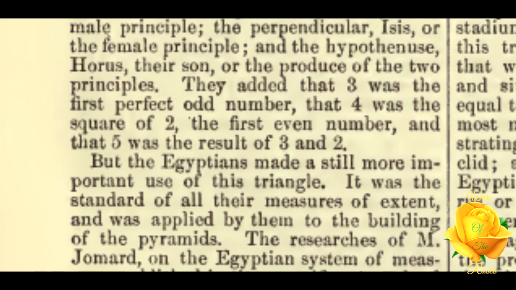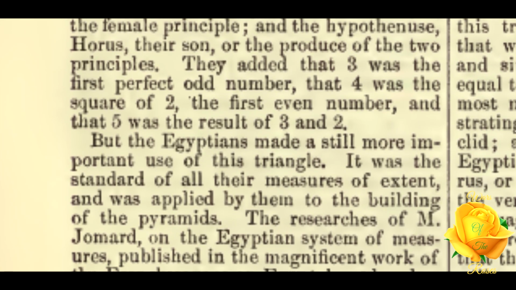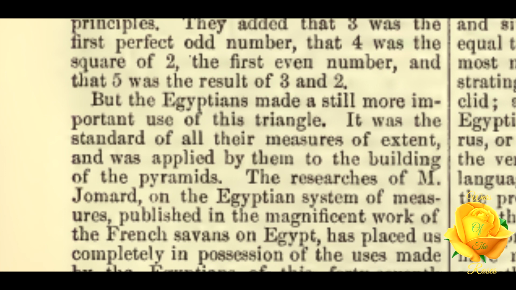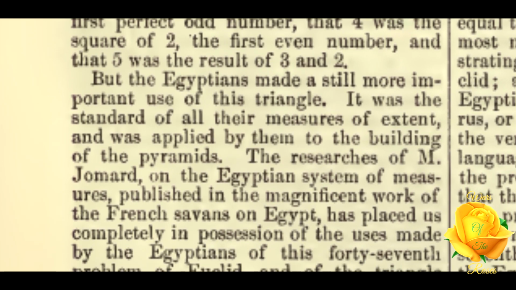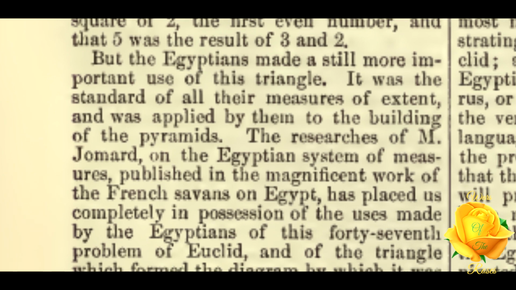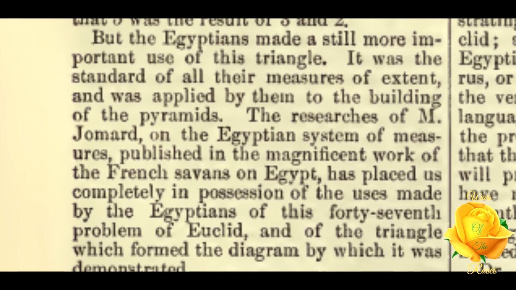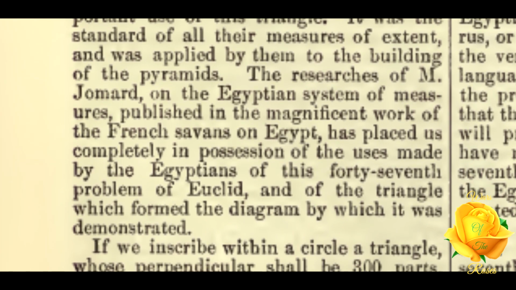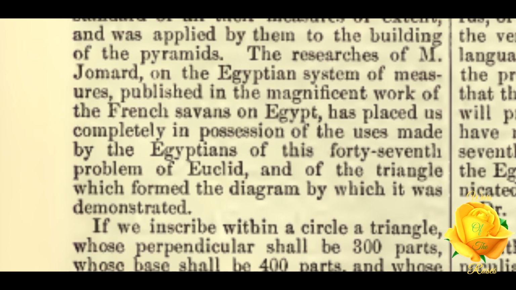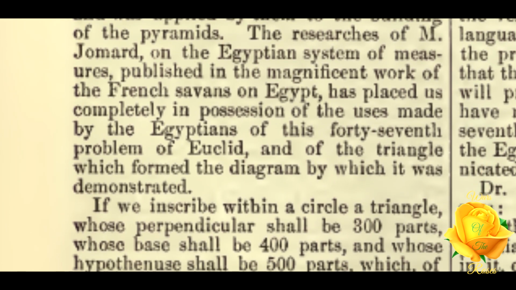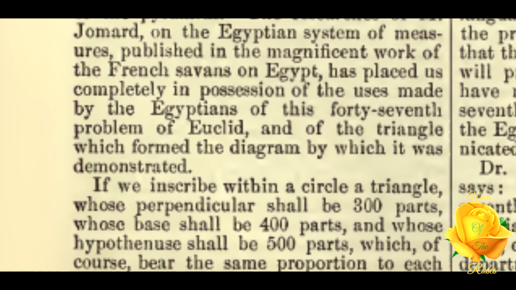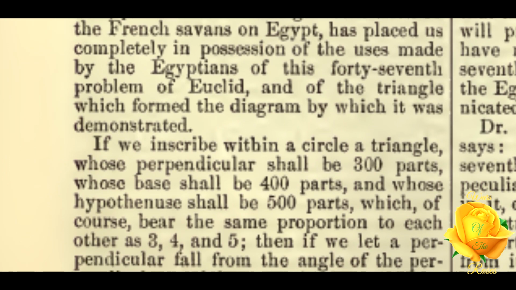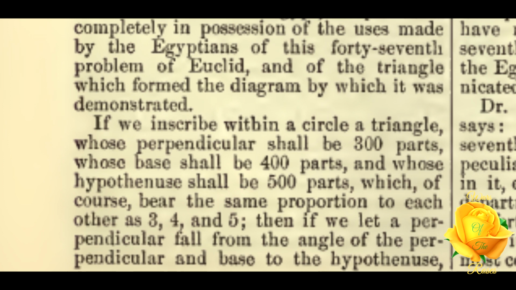They added that 3 was the first perfect odd number, that 4 was the square of 2, the first even number, and that 5 was the result of 3 and 2. But the Egyptians made a still more important use of this triangle. It was the standard of all their measures of extent, and was applied by them to the building of the pyramids. The researches of M. Jomard on the Egyptian system of measures, published in the magnificent work of the French savants on Egypt, have placed us completely in possession of the uses made by the Egyptians of this 47th problem of Euclid, and of the triangle which formed the diagram by which it was demonstrated.